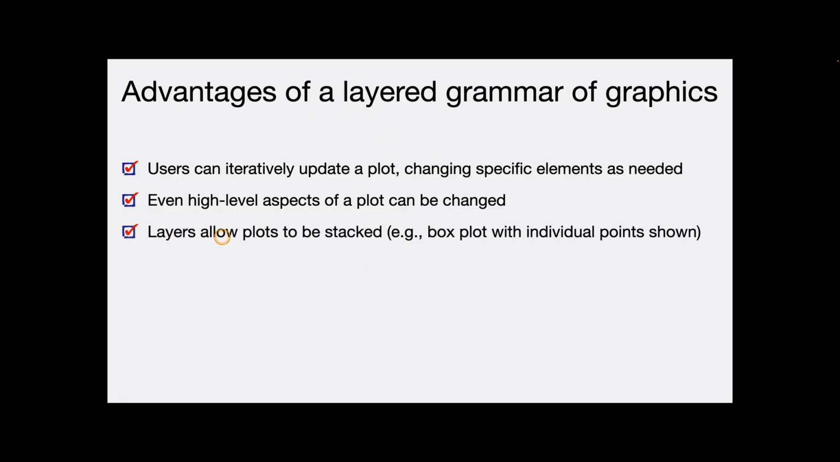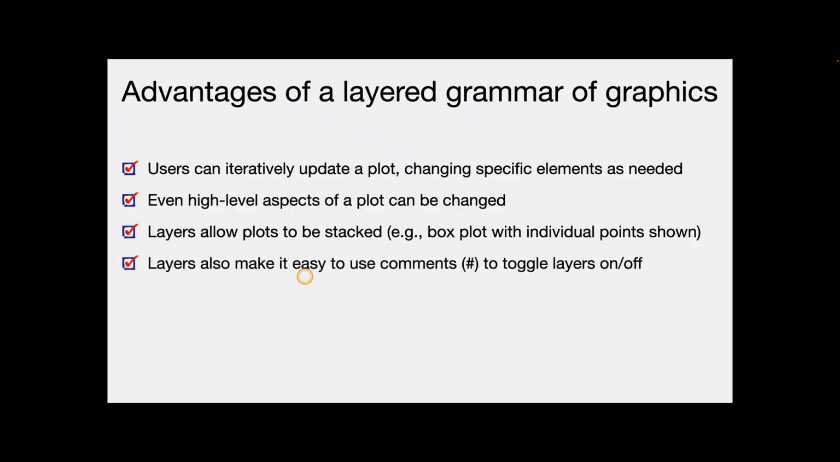This layered approach allows you to stack different plots on top of each other. For example, you could make a box plot and put the individual data points on top, or as we did in the script, you could make a points plot and overlay a fitted line. Layers also make it easy for you to use comments to toggle any layers on or off. So I could just prepend any line with the number sign, toggle it off, regenerate the plot, and at any point toggle this back on to bring that element or that layer back into my plot.